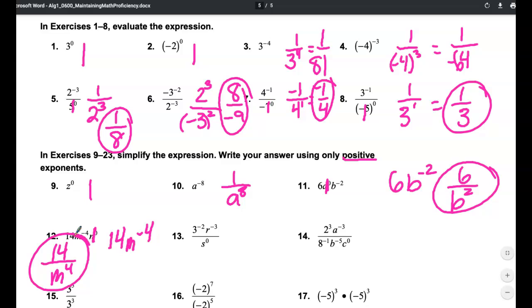Number 13, what equals 1? S to the 0. Okay, so now I have 2 negative exponents on top, so how do I make them positive? I put both of them on bottom. So 1 over 3 to the 2nd, r to the 3rd, but I'm not going to leave 3 to the 2nd. So wouldn't it be 1 over 9? Yes, 1 over 9, r to the 3rd.